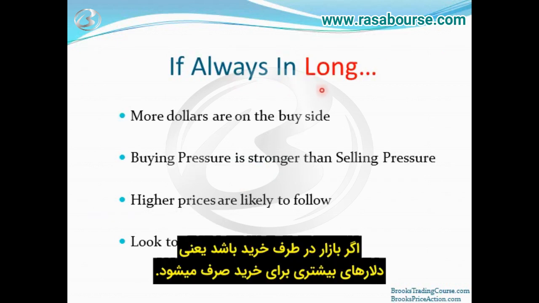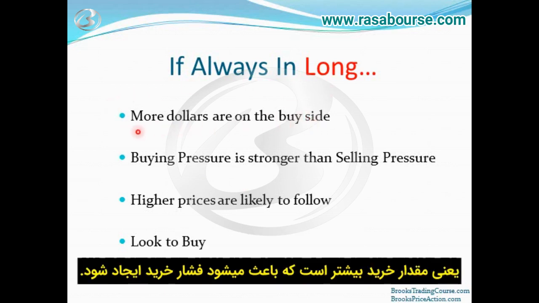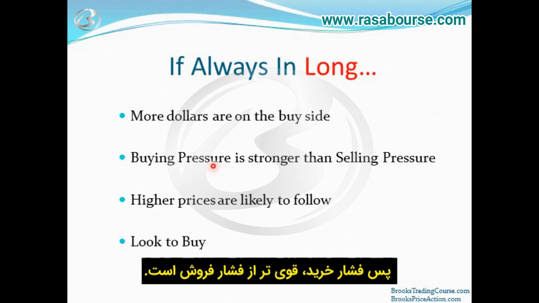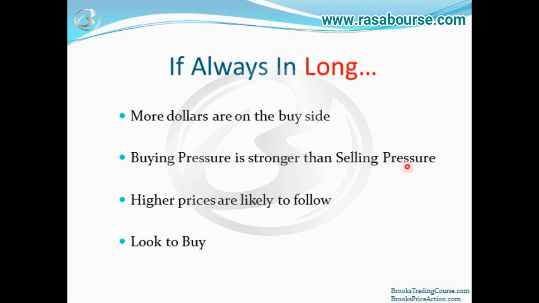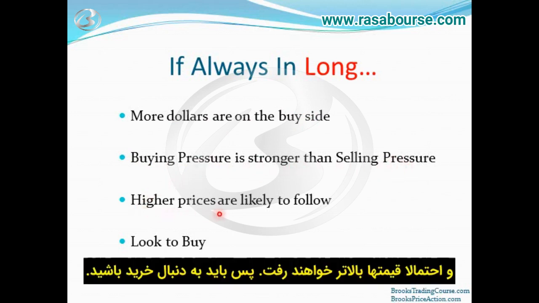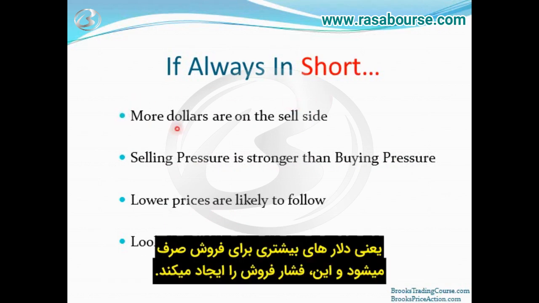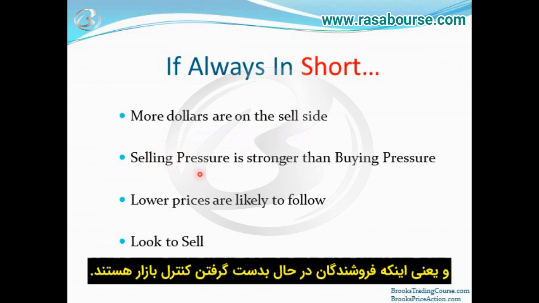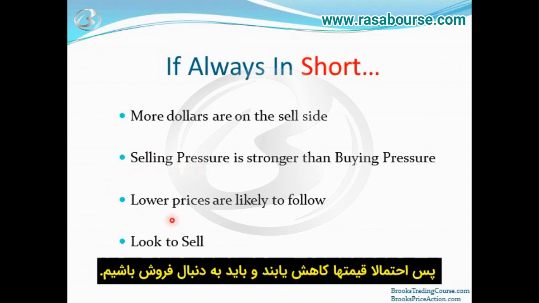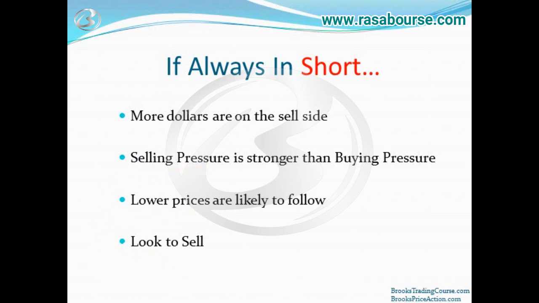If the market's always in long, more dollars are going into the buy side. There's more buying. It creates more buying pressure. The buying pressure is stronger than the selling pressure, and higher prices are likely to follow, so you should be looking to buy. If it's always in short, more dollars are going to the sell side, and that will create selling pressure, and that's a sign that the bears are taking control over the market. Lower prices are likely, so you should look to sell.